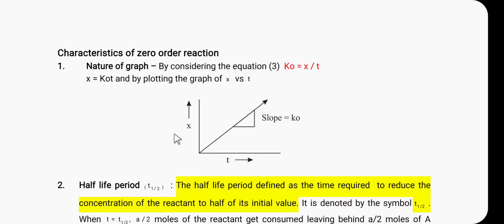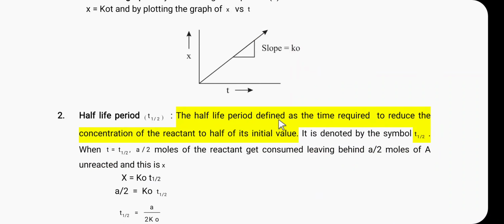So, plot the graph of x versus t, and the nature of the graph is a straight line passing through the origin. Determine the slope of the line, and the slope is equal to k0, because here x is equal to k0 into t, y is equal to mx, the value of m is k0. So, after plotting the graph x versus t, determine the slope of the line, and slope is equal to k0. So, graphically we can determine the value of the velocity constant for the zero order reaction.